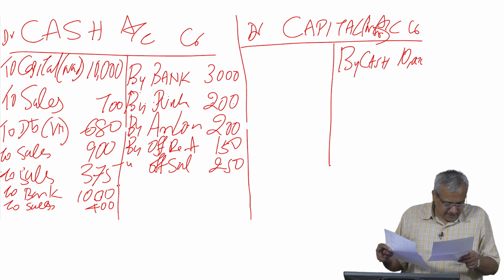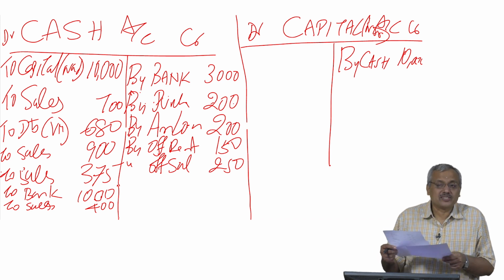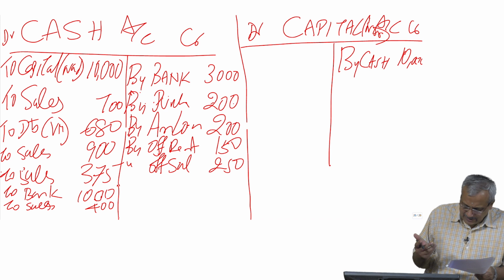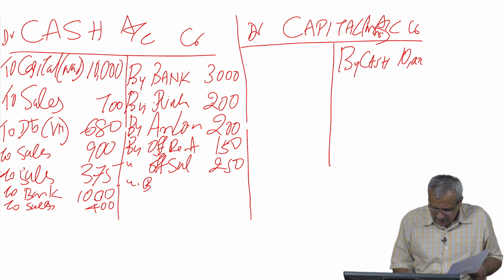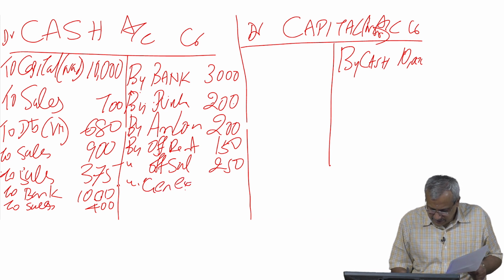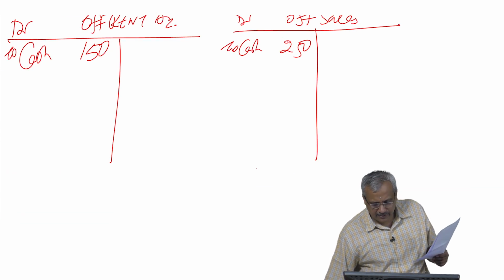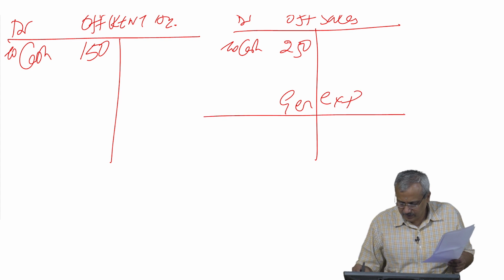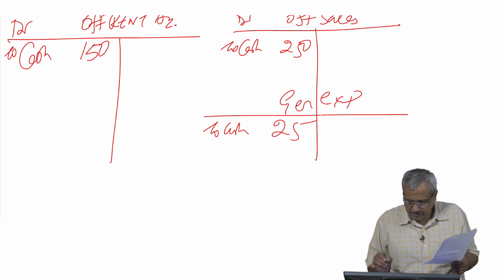Further, the 25th transaction, one of the last 3 transactions: paid for general expenses rupees 25. General expenses account debited to cash account. Cash is credited by general expenditure rupees 25, and then I open another account, called the general expenditure account. General expenditure account has been debited to cash, rupees 25.